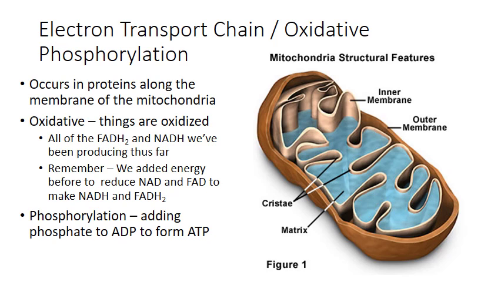Phosphorylation, all that means is adding a phosphate to something. In this case, we're adding a phosphate to ADP to make ATP. So oxidative phosphorylation really tells you what's happening in this step. We're oxidizing something to make ATP. What we're oxidizing is the high energy molecules that we made in the previous 3 steps to make our ATP.